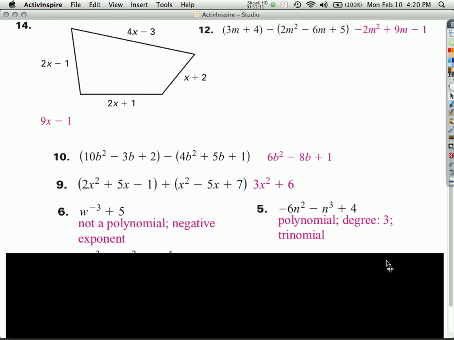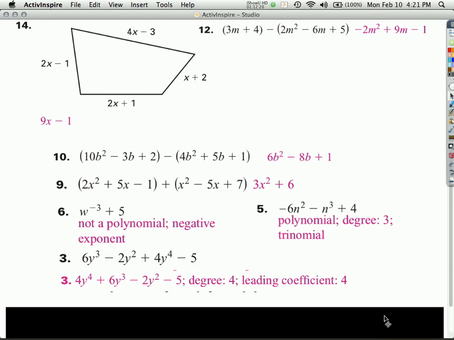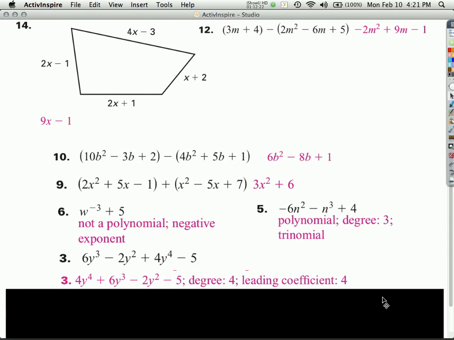Number 6 is not a polynomial because of the negative exponent. Number 5 is a polynomial. It's a third degree and it's a trinomial. Number 3 is a polynomial. It's a fourth degree. That's it written in standard form, and its leading coefficient is 4.